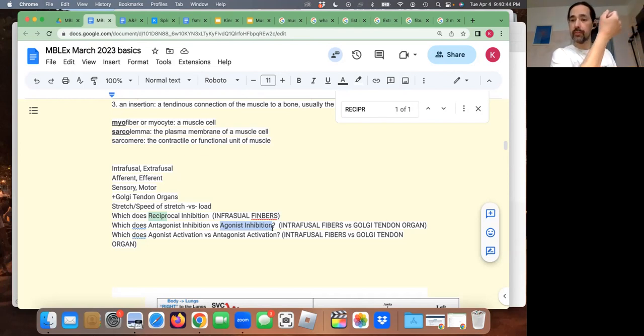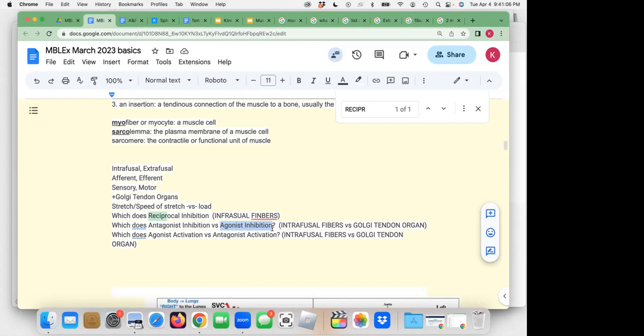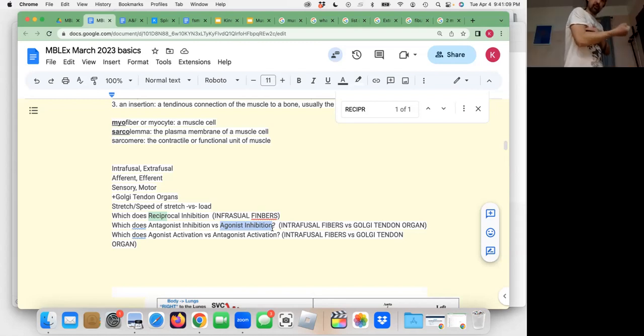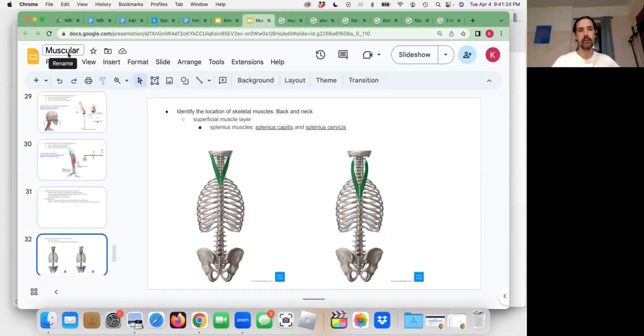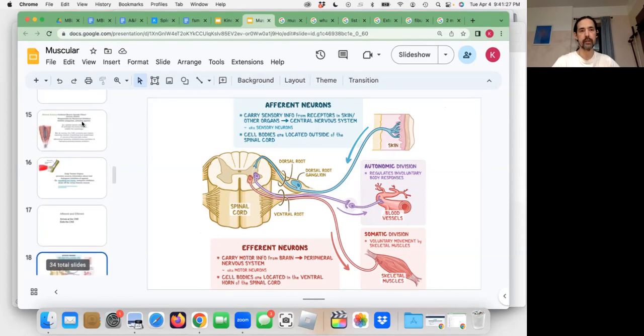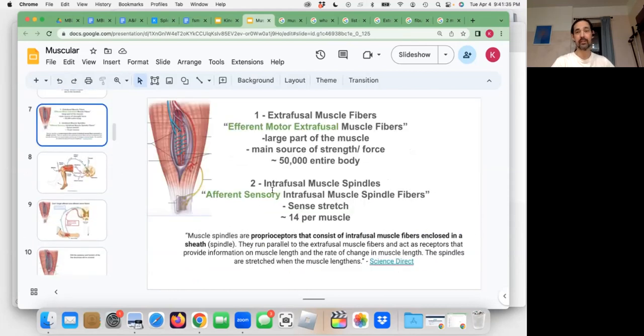When you start to move something too quickly, or the muscle stretches too quickly, the intrafusal fibers say, contract the agonist faster to keep it from overstretching. So lifting too heavy inhibits the agonist, that's the Golgi tendon organ. Stretching too quickly or too much causes the agonist to contract and inhibits the antagonist, that's reciprocal inhibition, that's the intrafusal fibers. That is in this document here, muscular. If you go to muscular, you'll find all that information about intrafusal fibers and Golgi tendon organs and reciprocal inhibition and activation. You'll find it all there.